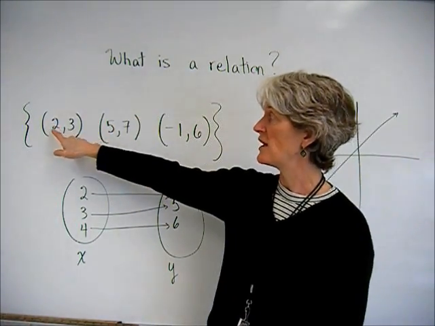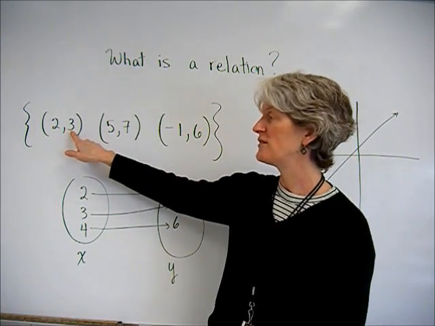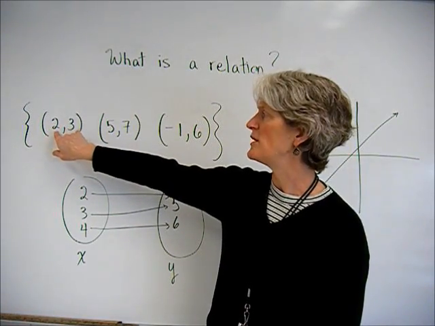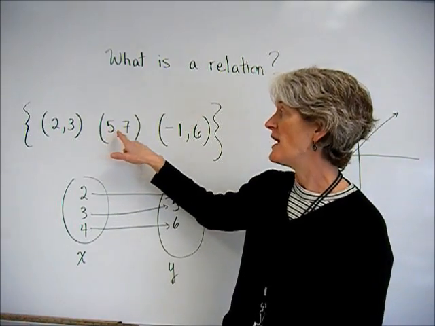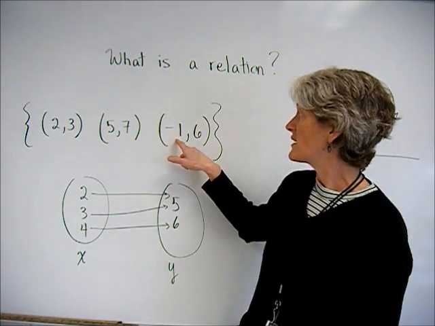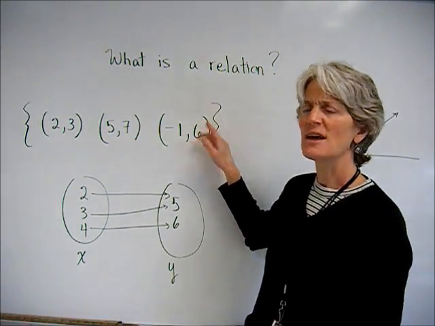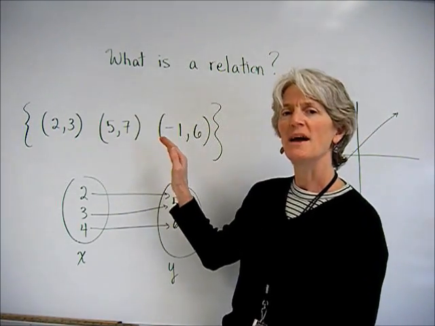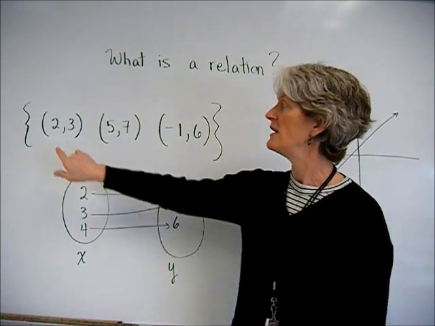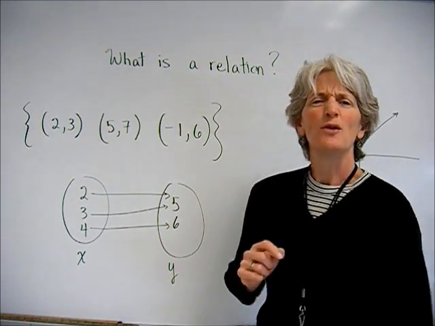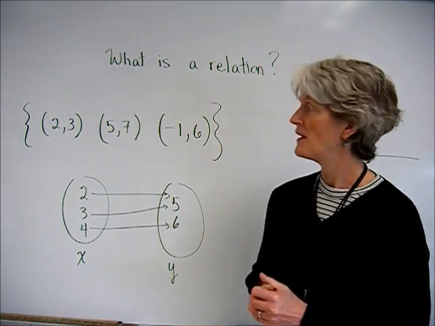Here's a set of ordered pairs. When x is 2, y is 3. That's a relationship between 2 and 3. When x is 5, y is 7. When x is -1, y is 6. I'm showing a set of ordered pairs. This is a relationship between two numbers, or two variables, if you will.